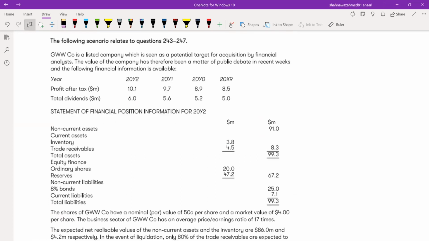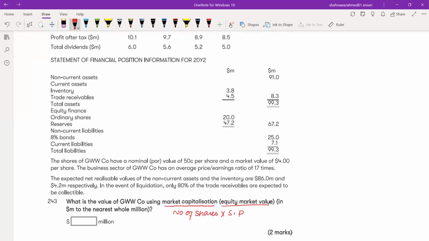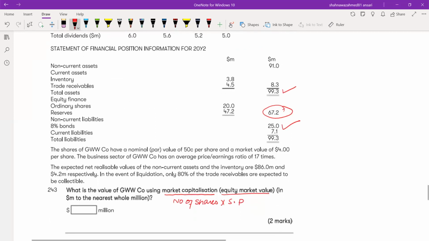GWW is a listed company which is seen as a potential target for acquisition by financial analysts. The value of the company has therefore been a matter of public debate in recent weeks, and the following information is given. We have profit after tax from 20X9 to 20Y2, total dividend, and the asset valuation, ordinary shares and equity, liabilities. The shares of the company have a nominal value of 0.50 and current market value is 4. The business sector has an average PE ratio of 17 times.